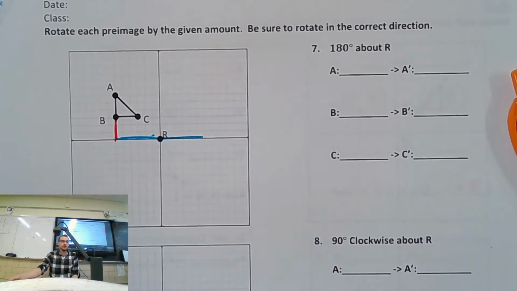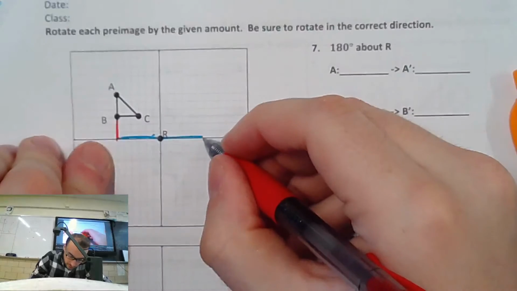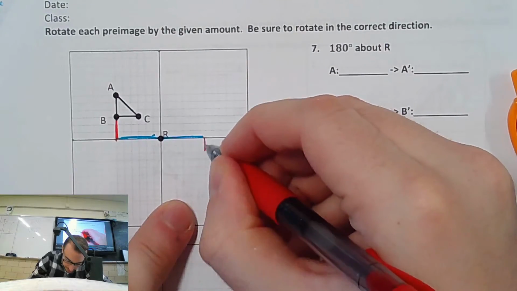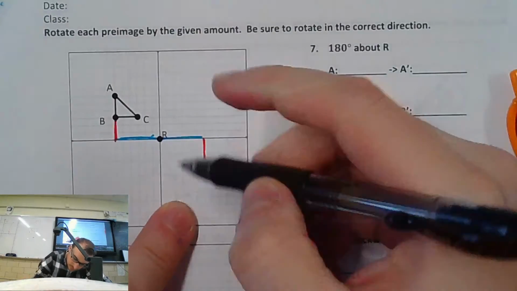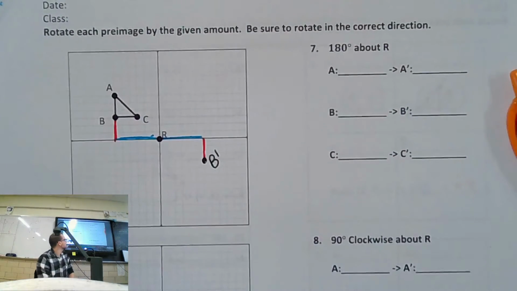Now I need to figure out that red part, right? Well, the red part's pointing up. If I turn that 180 degrees, which direction is it going to point now? Down, right? It was 3, so it's just going to go from that end, 3 down. And there's B prime. Cool about that rotation? 180 degrees? Well, for you guys, it's like this.